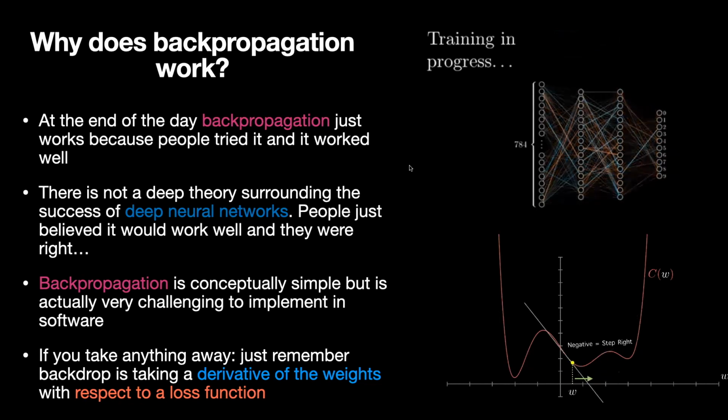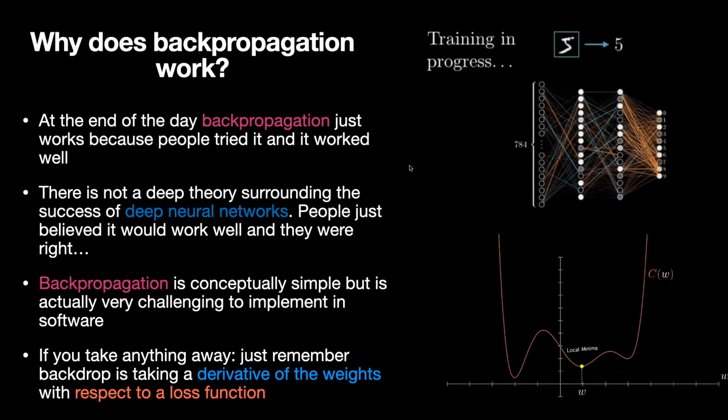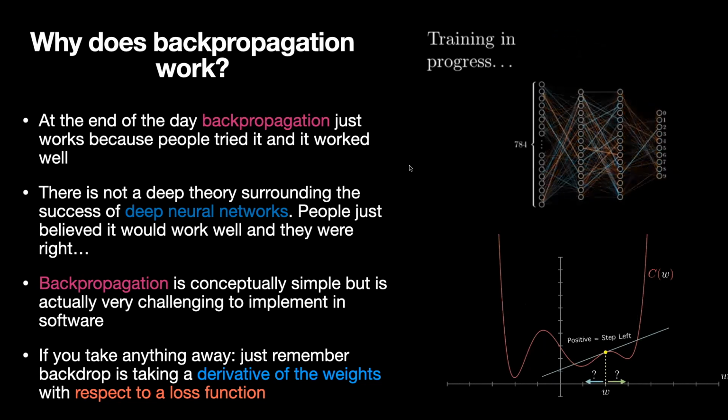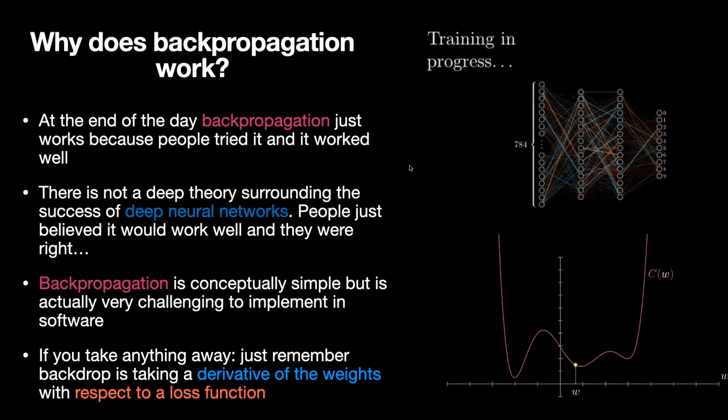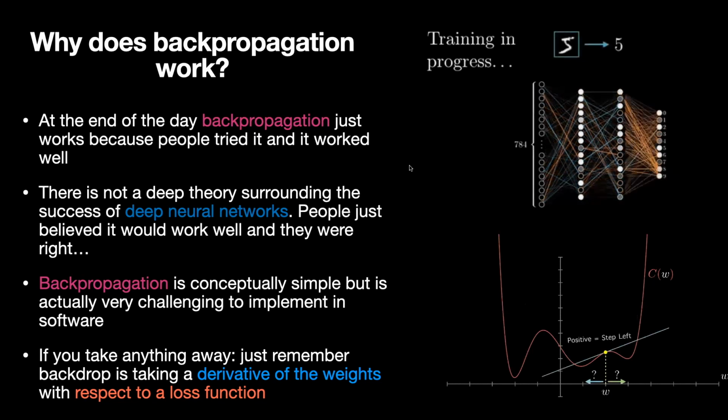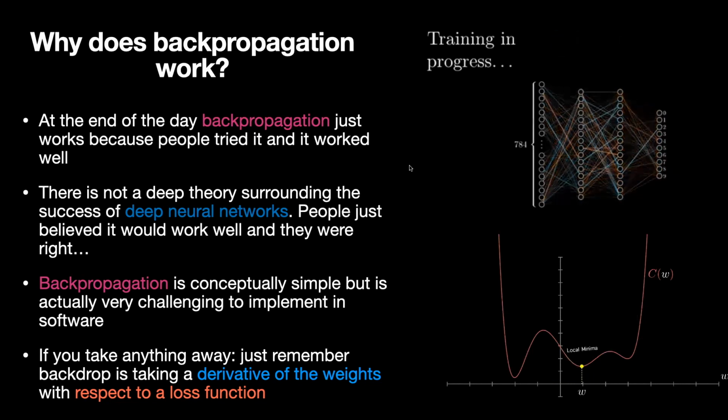So it's pretty conceptually simple to understand. You know, you're just shoving the error backward and then changing the weights. But it's very difficult to actually implement in software, which is why a lot of us are using stuff like TensorFlow or PyTorch, because it just makes the implementation very easy. But if you take anything away, just remember backprop is taking the derivative of the weights with respect to a loss function. And that's how it's working.